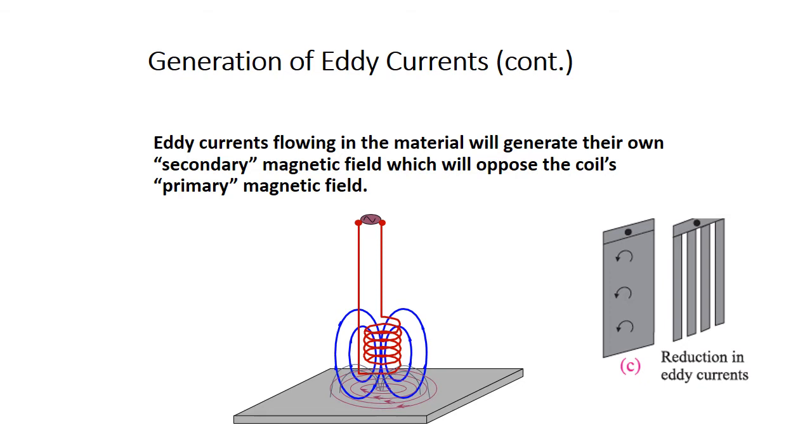If from a given metallic sheet you cut strips, and if that same sheet is placed in a changing magnetic field, then eddy currents will not be generated. And this process can help us to reduce the eddy currents in metallic sheets.